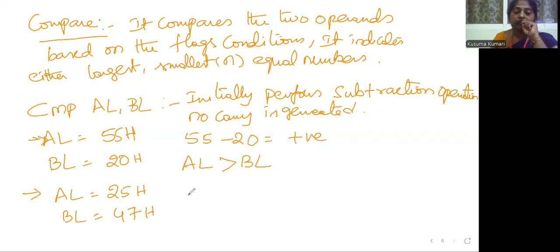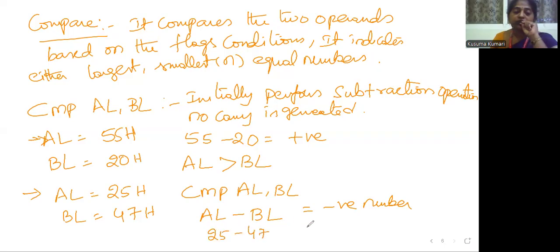When we are using compare AL comma BL, what happens? It performs a subtraction operation. That means the BL register contents are subtracted from the AL, but the result is a negative number. That means 25 minus 47, the result is a negative number. That means carry is generated. When carry is generated, it tells us that AL is less than BL.